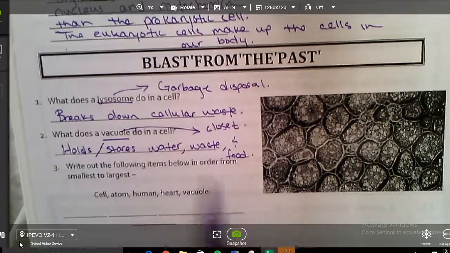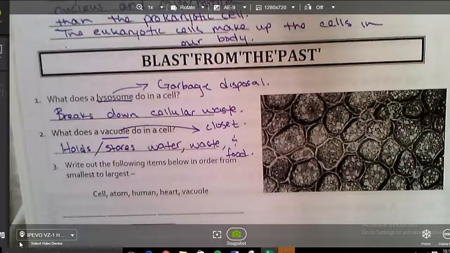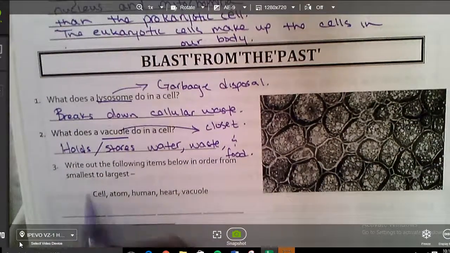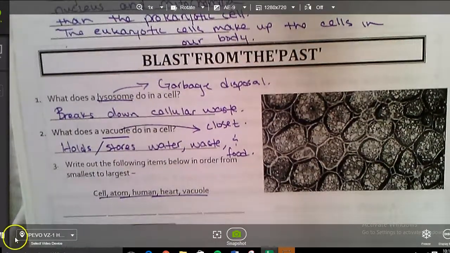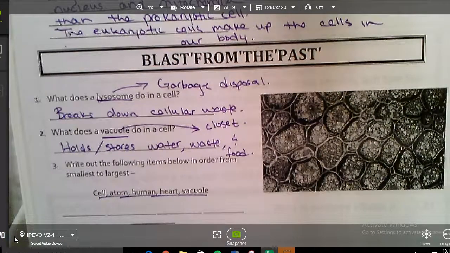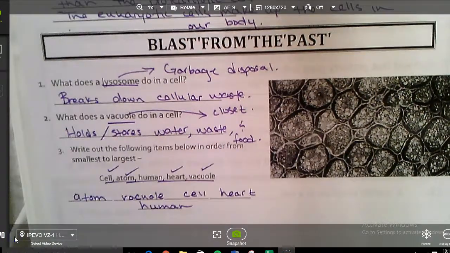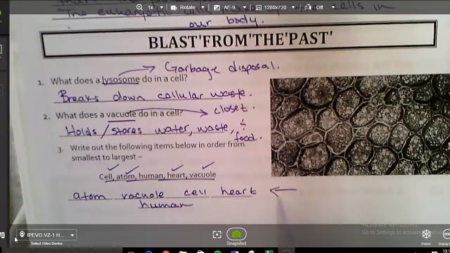So it says write out the following items below in order from smallest to largest. I actually want you to pause the video here and try this on your own. All right, pause the video here and then holler back at me as soon as you're done. All right, we're back at it. So as you can see, I have finished my list.